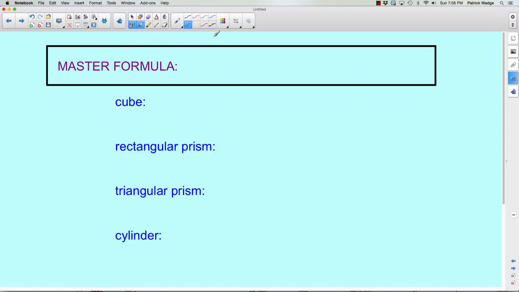So last time we came up with this master formula for volume. First of all, remember what volume is? It's the amount of space that a shape takes up in the world. Remember if you filled, for example, a cube with water, the amount of water that the cube holds, that's what its volume is. So our master formula was that volume equals the area of the base multiplied by the height of the prism.